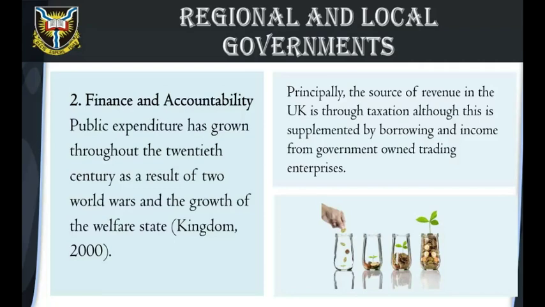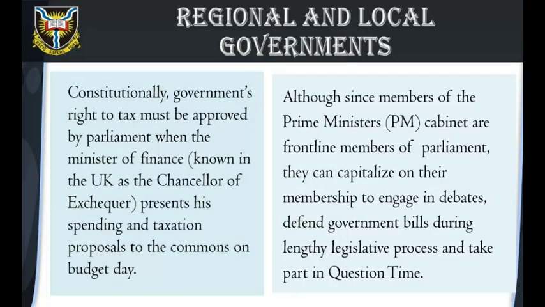Public expenditure has grown throughout the 20th century as a result of two world wars and the growth of the welfare state, Kingdom 2000. Principally, the source of revenue in the UK is through taxation, although this is supplemented by borrowing and income from government-owned trading enterprises. Constitutionally, government rights to tax must be approved by Parliament when the Minister of Finance, known in the UK as the Chancellor of the Exchequer, presents his spending and taxation proposals to the Commons on Budget Day.